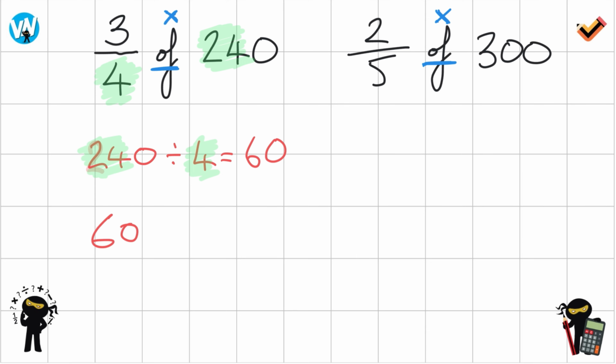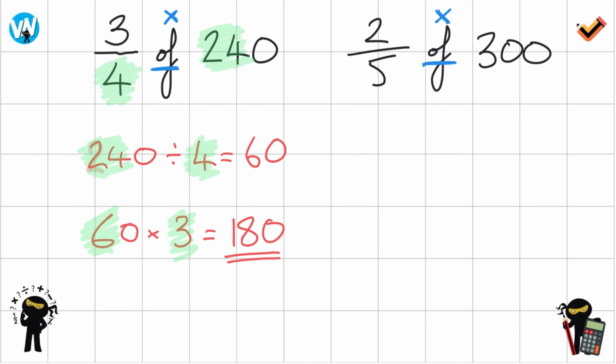Then I'm going to do 60 times the numerator up here, which is 3. So 60 times 3. I'm not really sure about that, but I know that 6 times 3 is 18. So 60 times 3 must be 180. Very, very simple. So that would be your answer: 3/4 of 240 is 180.